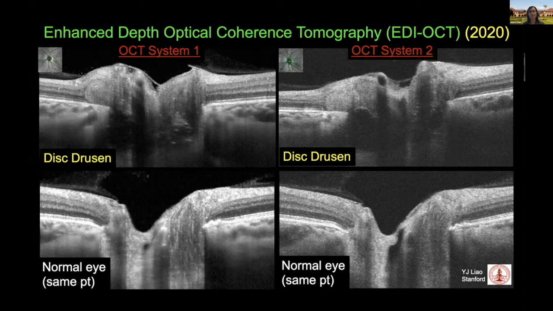So what I've shown you here is an example of optic disc drusen in one eye, which is on the top panel, and then a normal eye on the other side. And I've shown images from two different enhanced depth OCT systems. System 1 on the left, system 2 on the right. For optic disc drusen, what you see is this raised appearance, comparing the top to the bottom, which has a normal contour. And there is a large druse that's buried on the bottom that you could see from both systems.